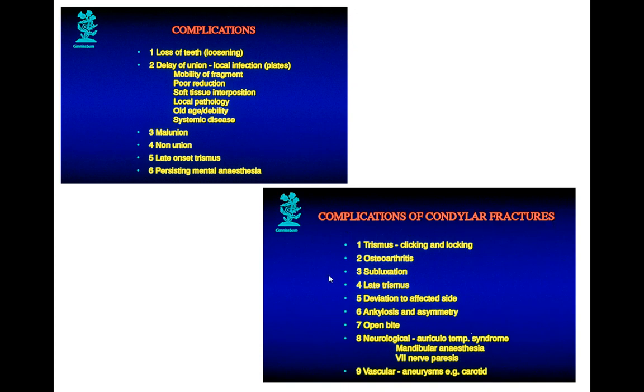Complications of condylar fractures. Usually there'll be trismus, osteoarthritis, subluxation, late onset of trismus, deviation to the affected side, ankylosis and asymmetry, open bite, neurological complications, auriculotemporal syndrome, mandibular anesthesia, aneurysms and so on.